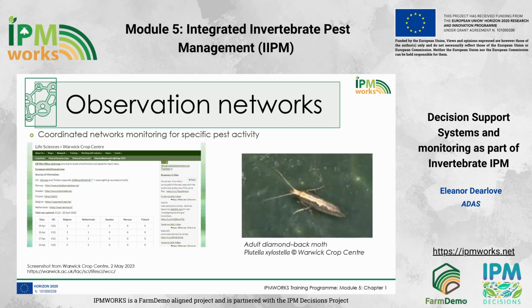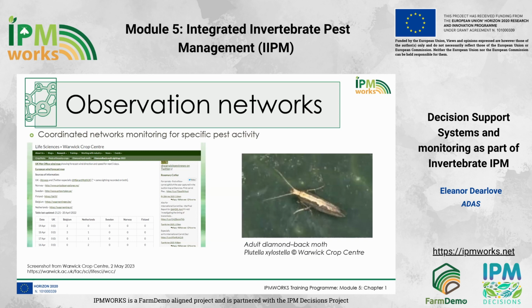International observation networks can be highly valuable for migrating pests, which may only occasionally appear in certain regions of the wider migration area, but still have a large impact on crops. The diamondback moth, Plutella xylostella, is a pest of brassica crops, including oilseed rape.